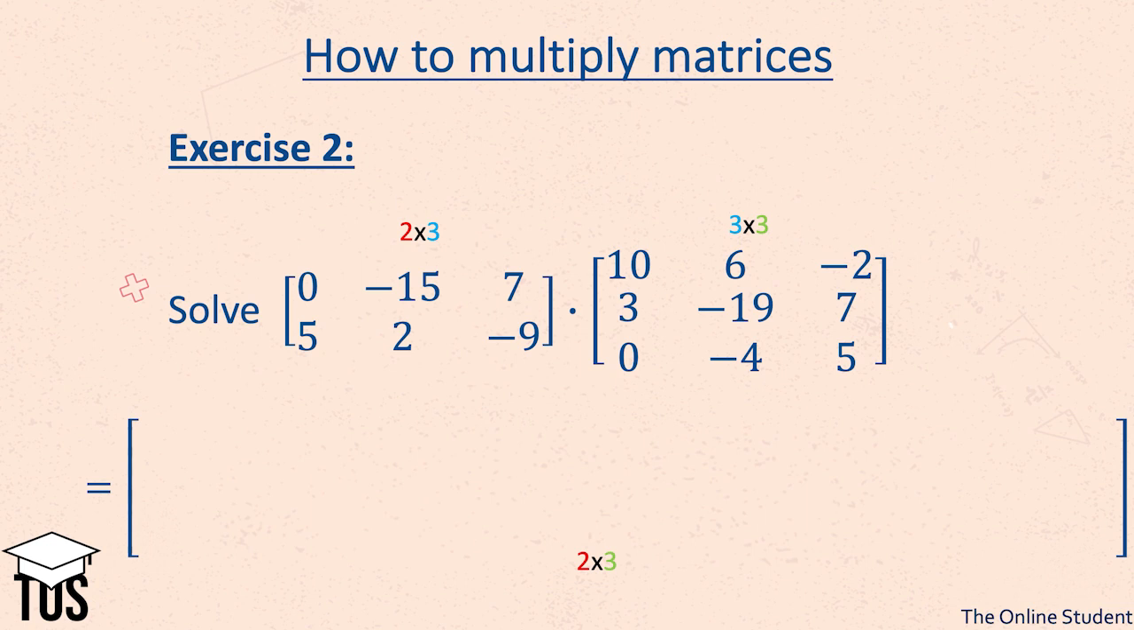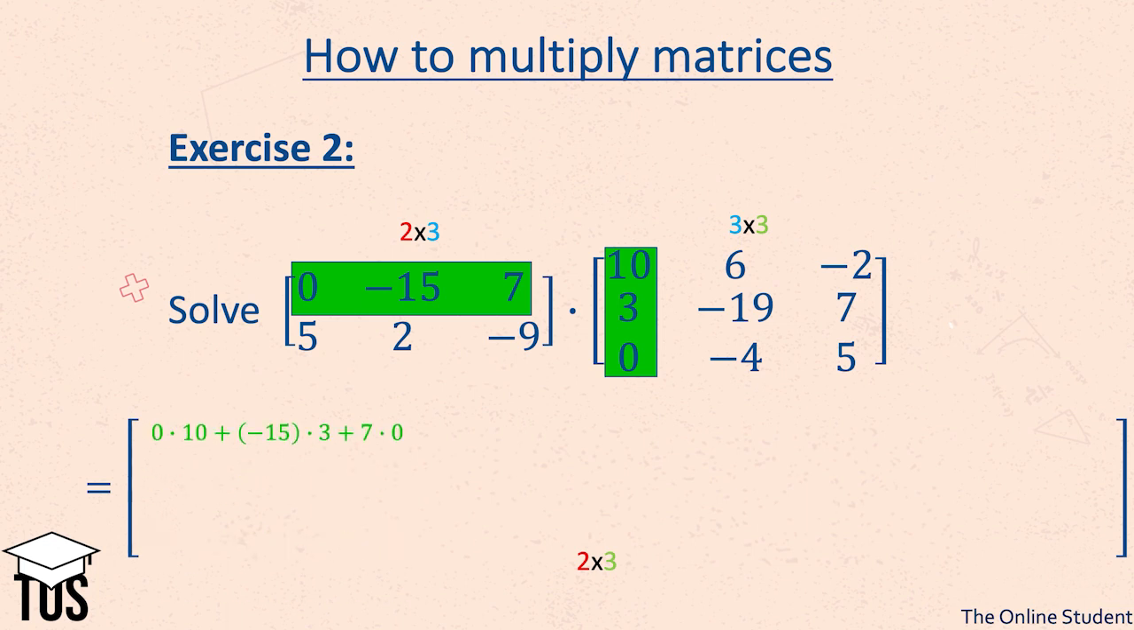Okay, again, we are going to look at every possible combination of rows of the first matrix with columns of the second matrix. So we take, again, a look at the first row of the first matrix in combination with the first column of the second matrix. And we are going to multiply as usual. So we have 0 multiplied by 10 plus minus 15 multiplied by 3 plus 7 multiplied by 0. This will go in the first row and first column of the resulting matrix because we have taken the first row of the first matrix and the first column of the second matrix.